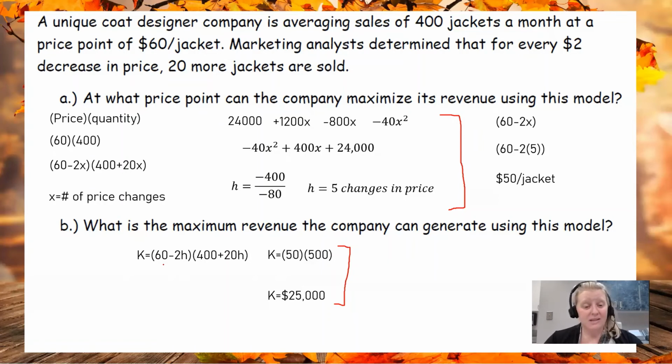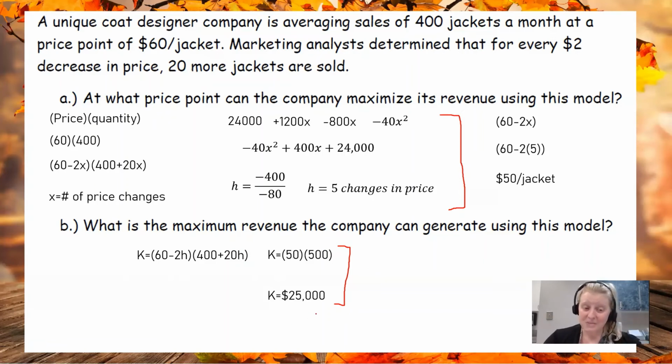We were normally doing 60 minus 2H and 400 plus 20H. If we do that, we get K. And now I know H is 5. So I'm going to plug 5 in for H in each of these parentheses, and I get 50 and 500. That makes 25,000 as a max revenue. So if you can get your H and your K, you pretty much have got all the credit for the work in the problem. Now you just got to answer the questions.